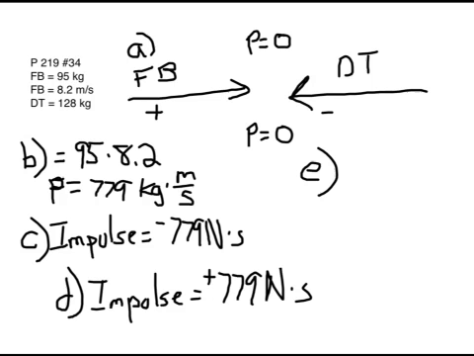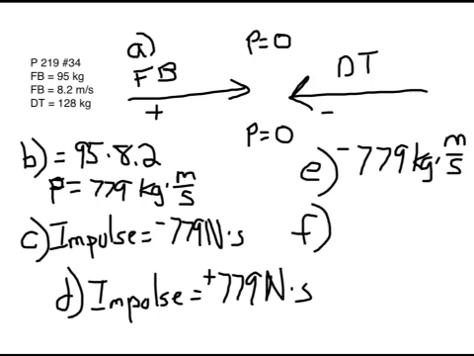Part E says, what is the tackle's original momentum? Well, we said earlier that they were equal and opposite, so it was a negative 779 kilograms times meters per second. And finally, part F asks for the velocity.